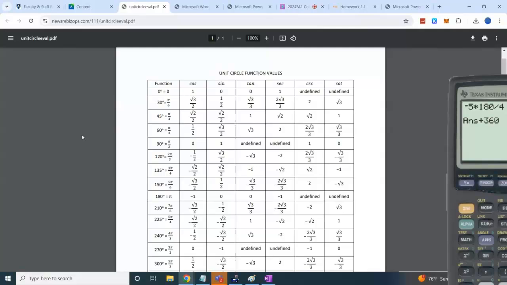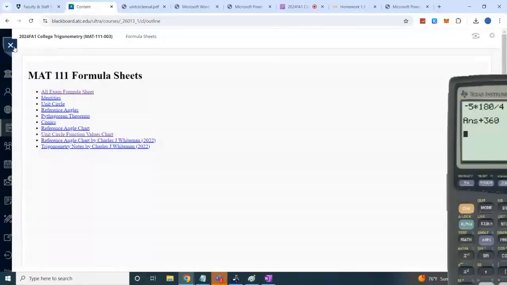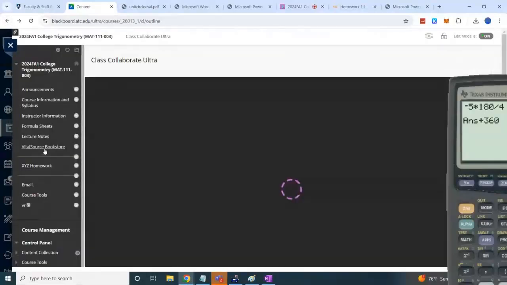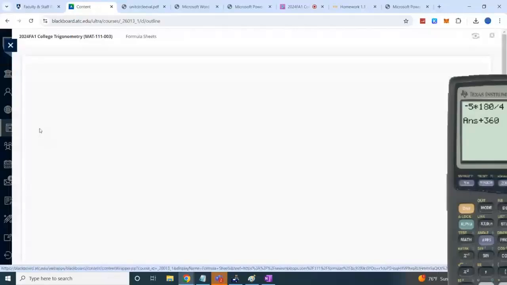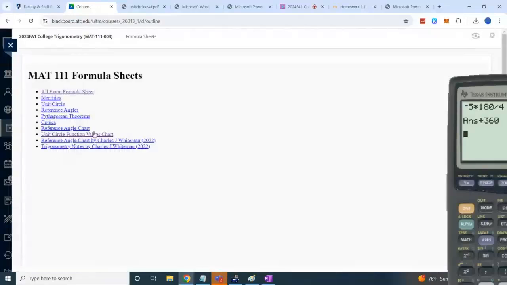So this is going to become handy later on when we evaluate trig functions and they ask you what is the cosine of 90 degrees. You can just find 90 degrees, find cosine, and it should be 0. And that was in where? That is on the main page. That is in this formula sheet section. Can we use that on the test? You can. You can use anything in this formula sheet section on the test. Okay.